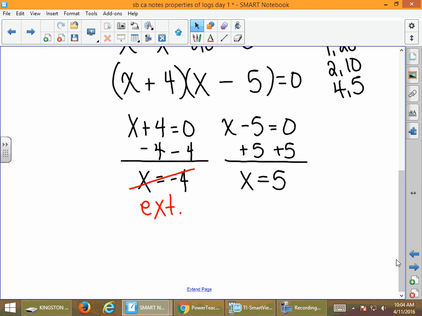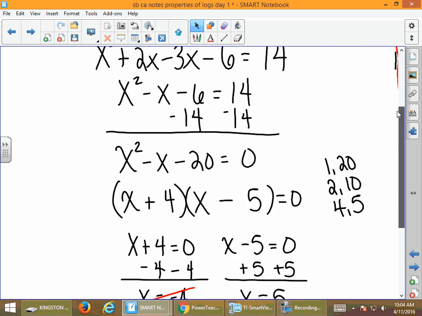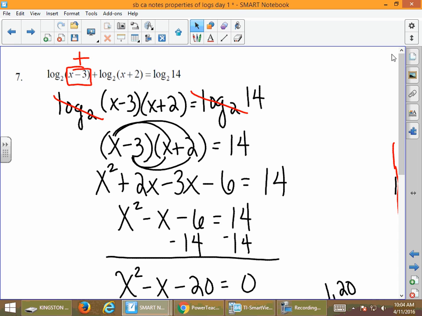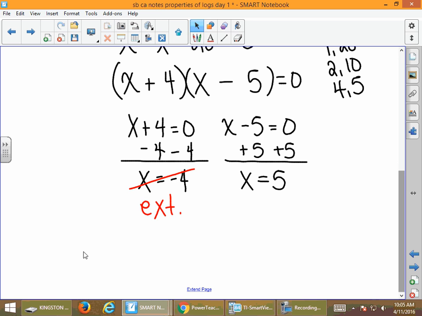But we still do want to check the 5, and we go back to the original problem, and 5 minus 3 is 2. Choose a positive number. 5 plus 2 is a positive number, 7. And 14 is already positive. So, this problem, our answer is only 5. If I could get there. But in terms of grading, I look for both these answers and the fact that you can identify that something is extraneous.